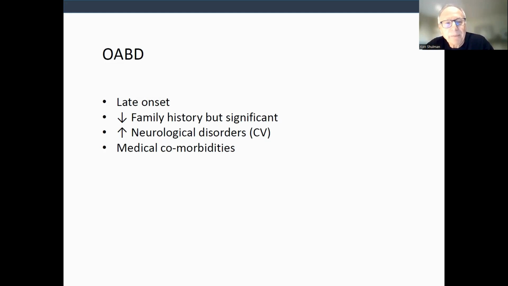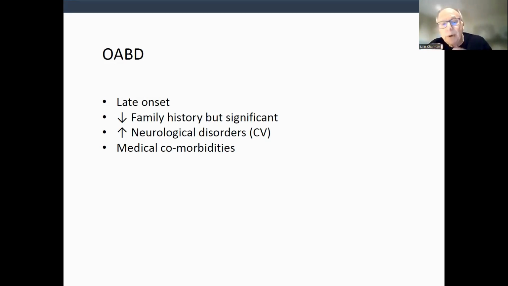That's what I'm doing. Anyway, so older adults generally have a late onset compared to early onset, right? Early onset is much more genetic. And in older adults, we see less family history, although it is still significant. Genetic vulnerability in this population is still important, but not as heavily weighted to genetics as it is in early onset mental disorders.